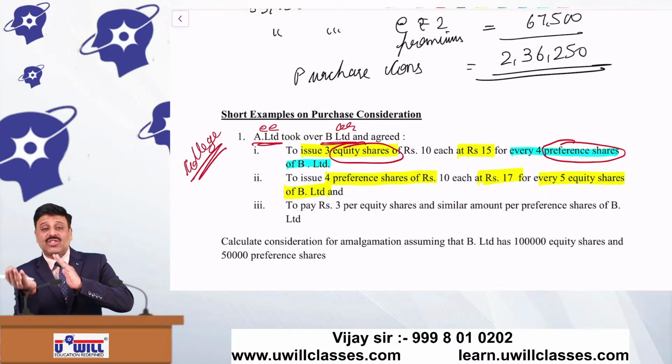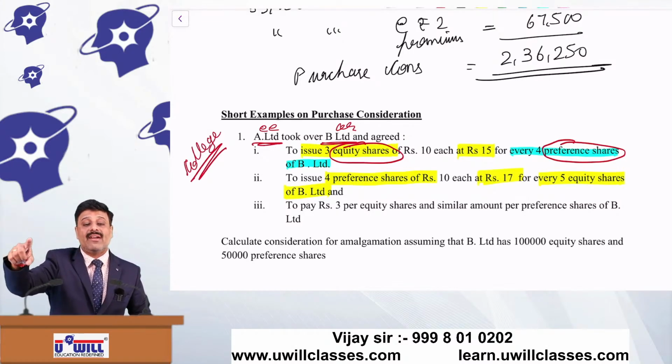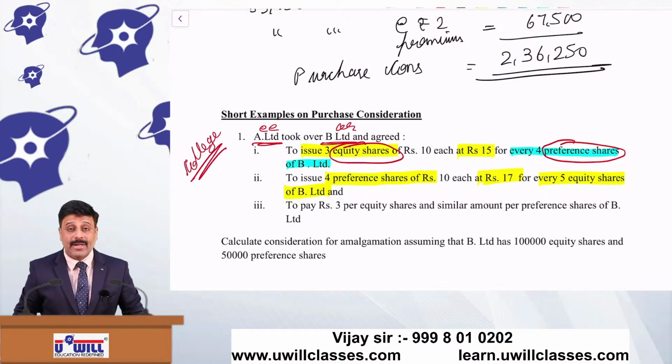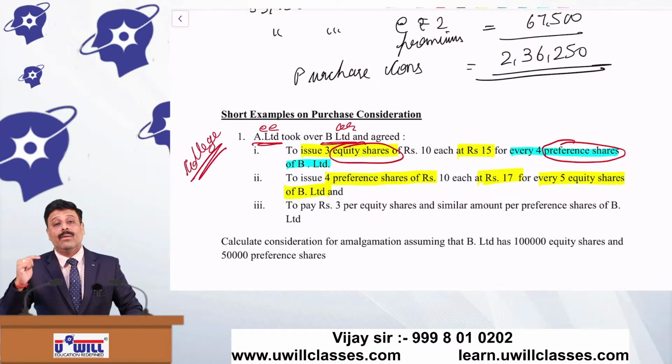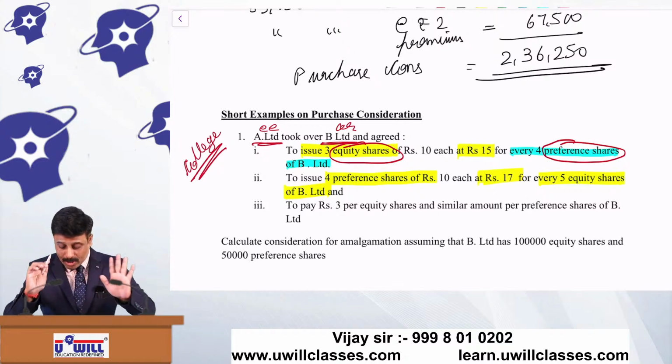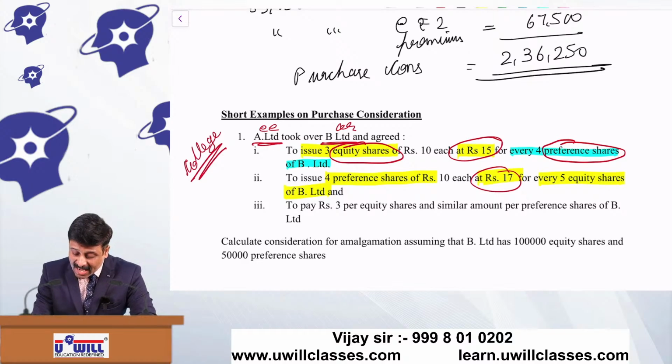So they have completely swapped it. Preference shareholders of B Limited will get equity shares of A Limited, and equity shareholders of B Limited will get preference shares of A Limited. Completely swapped. And the value is also given, that is 17 rupees and 15 rupees. And further, to pay rupees 3 per equity share, and a similar amount, the same rupees 3.